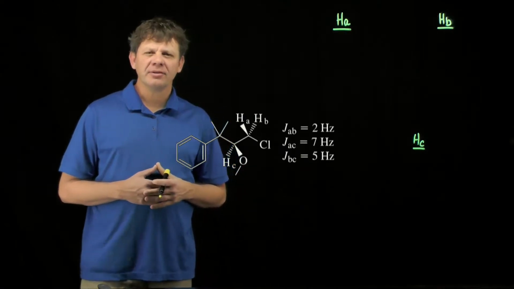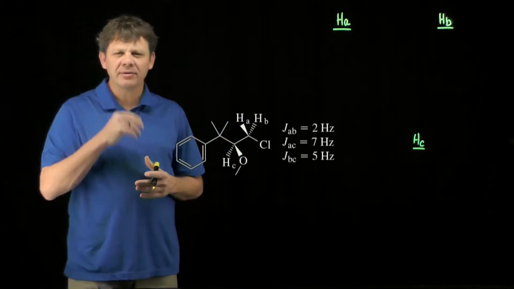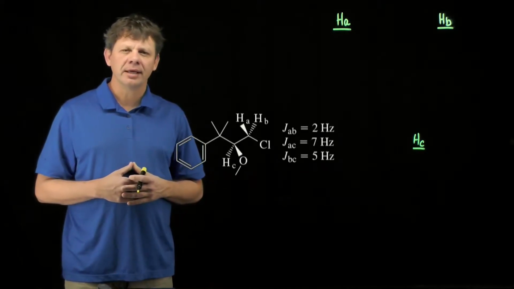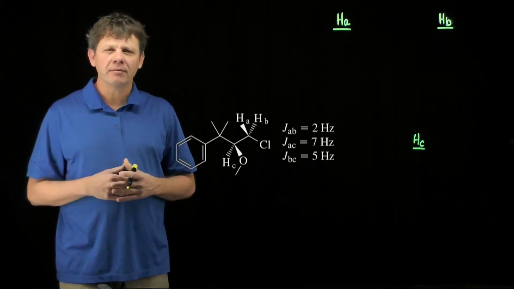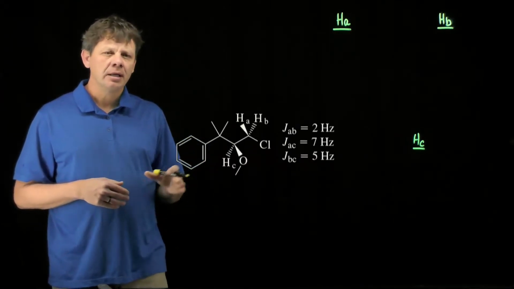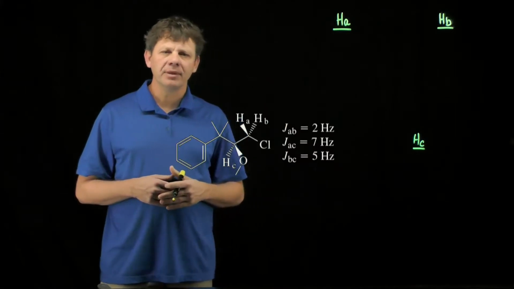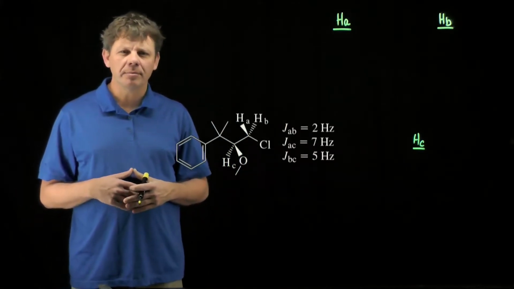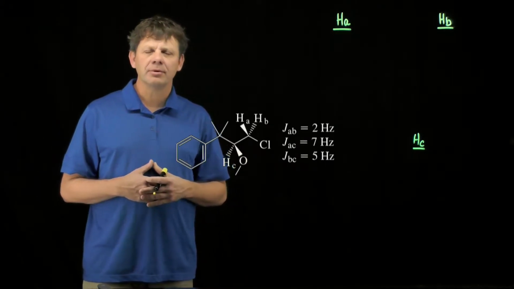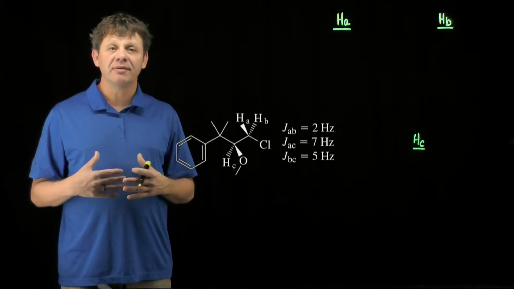This assessment asks us to sketch the signals we would expect to see for HA, HB, and HC in the molecule given. Now, the interesting part of this question is that there's a different coupling constant between each set of hydrogens. The coupling constant between A and B is 2 Hertz, the coupling constant between A and C is 7 Hertz, and the coupling constant between B and C is 5 Hertz.